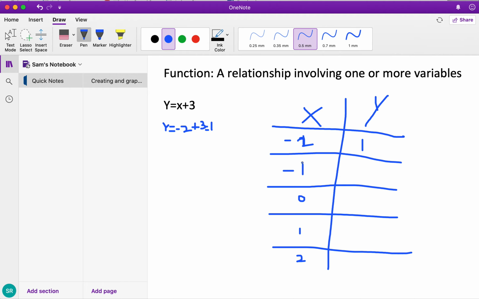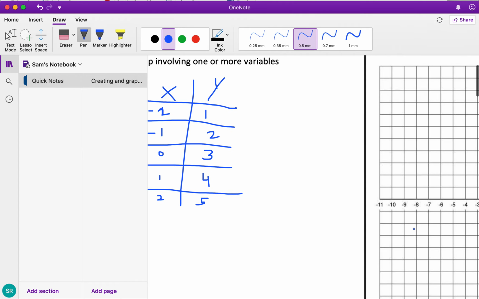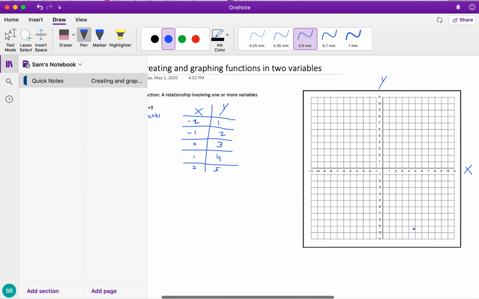Next, if we do -1 for our x, plus 3 would give us +2. 0 for this x value plus 3 would give us a y value of 3. An x value of 1 would give us 1 plus 3 for our y value, which is going to be 4. And then finally, an x value of 2 would give us 2 plus 3, which is 5 for our y value.